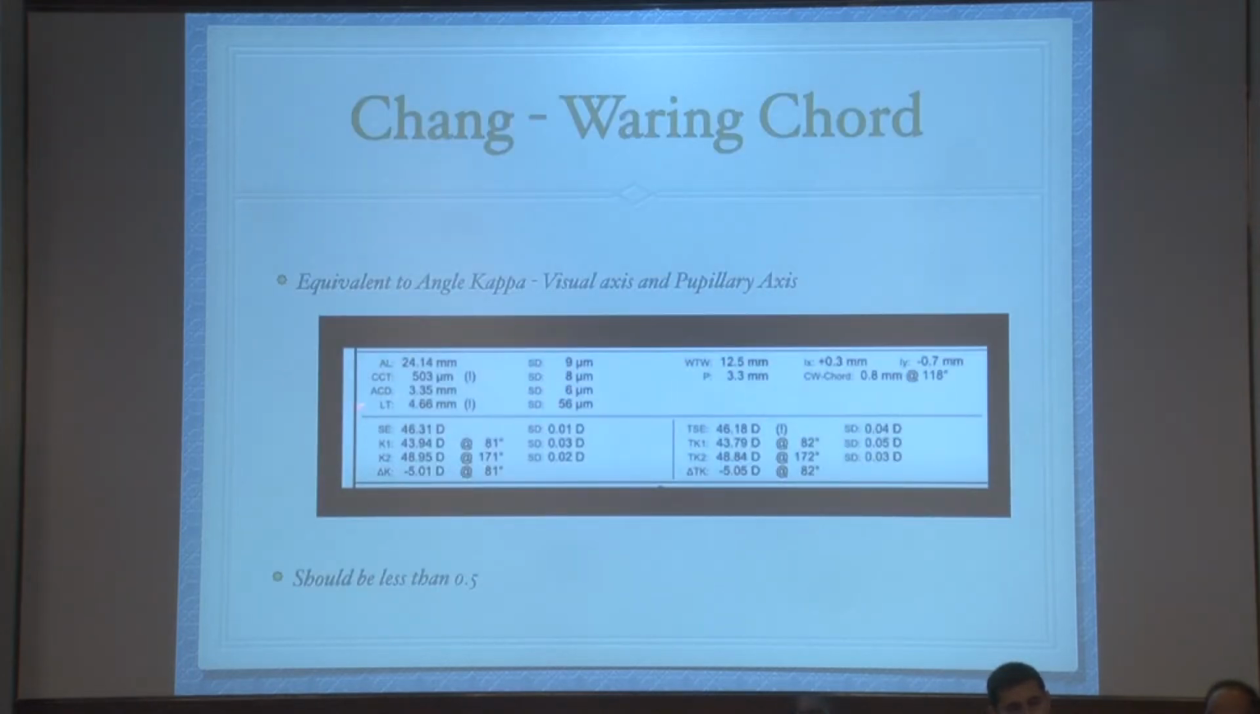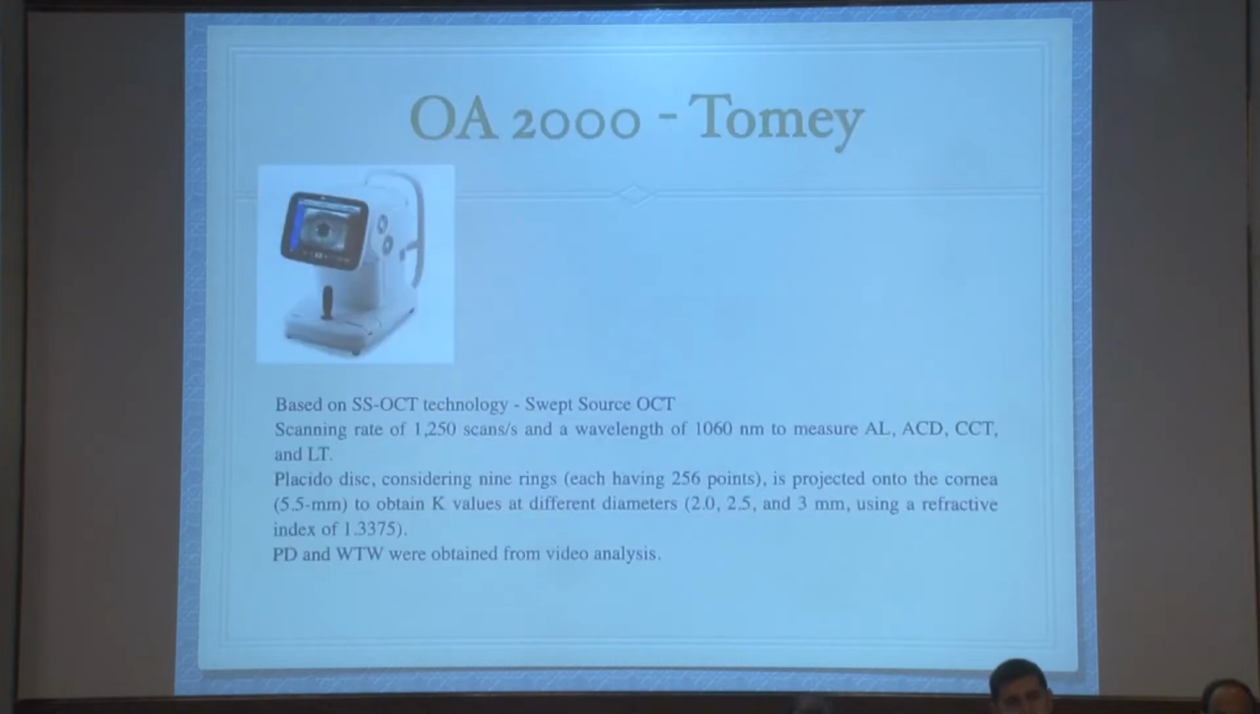It also gives us the angle kappa, that's the Chang varying chord it gives. We all know that it should be less than 0.5.